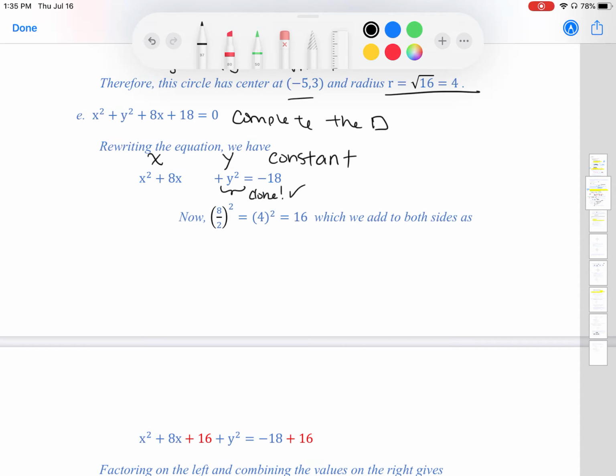However, for our x's, I have to complete the square because I have this x, and I want to have only an x squared in parentheses. So we use our formula, that b over 2 squared. So my b in this case would be 8. We have 8 over 2 squared. 8 divided by 2 is 4, and we're going to add 16 to both sides. So plus 16 plus 16.